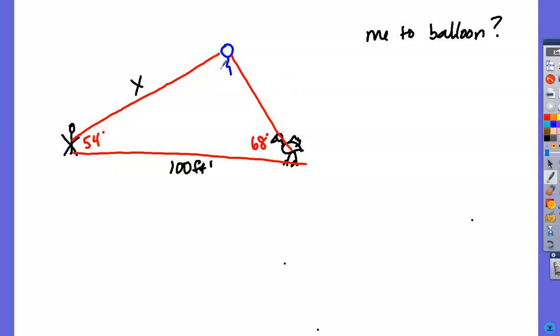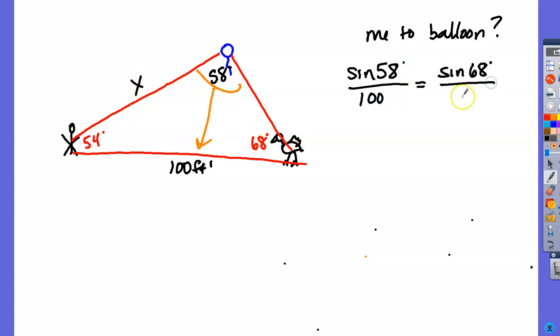I would do 54 and add that with 68 and get what my missing angle is from that 180 sum. And so that missing angle is 58. Now, suddenly you have an angle and its opposite side. So that's where you're going to start. You're going to say the sine of that angle, 58 degrees, over its opposite side, is the same as, if I want to solve for this side, I need to use its opposite angle. So I'm going to say the sine of 68 over its opposite side, x. And guys, then you're just doing cross multiplying to solve.